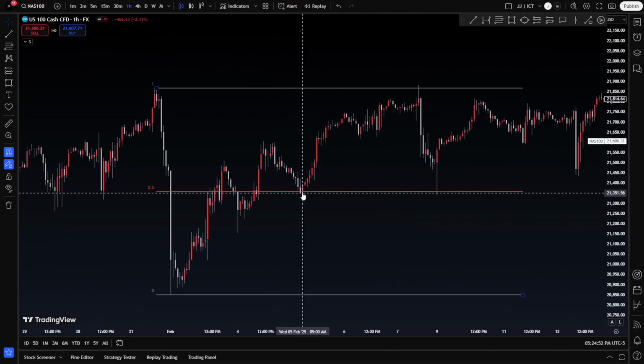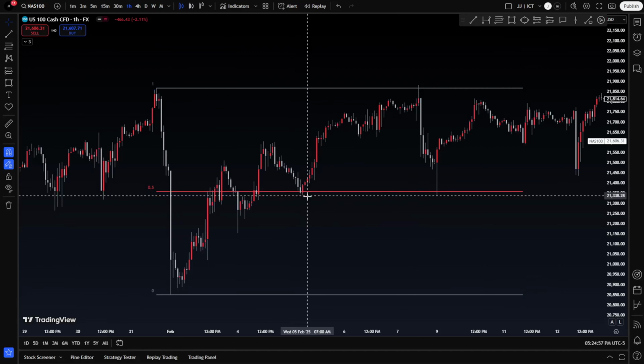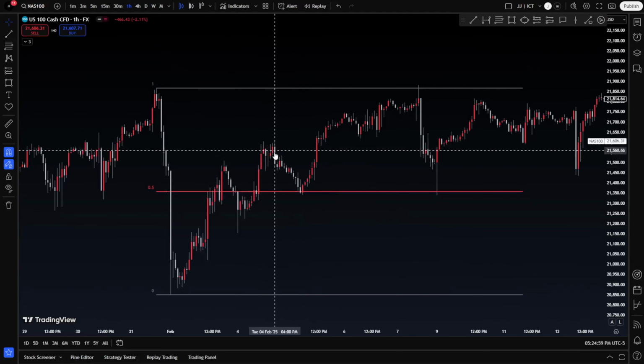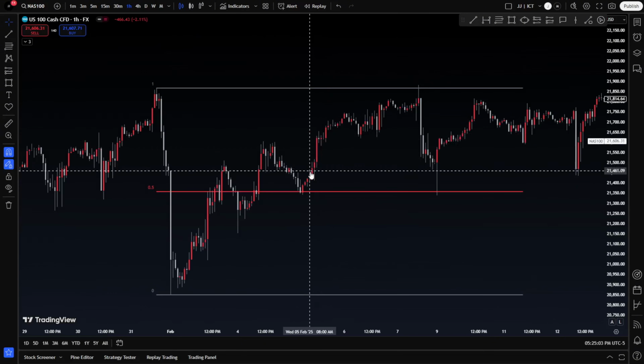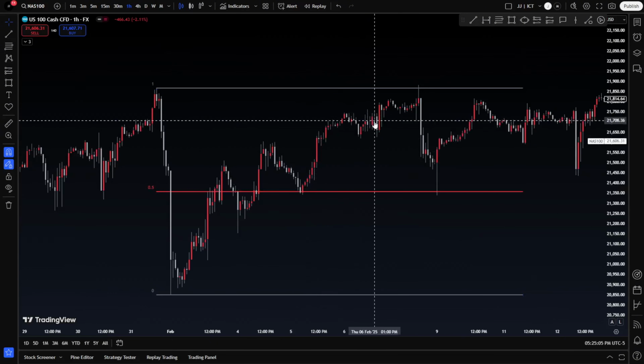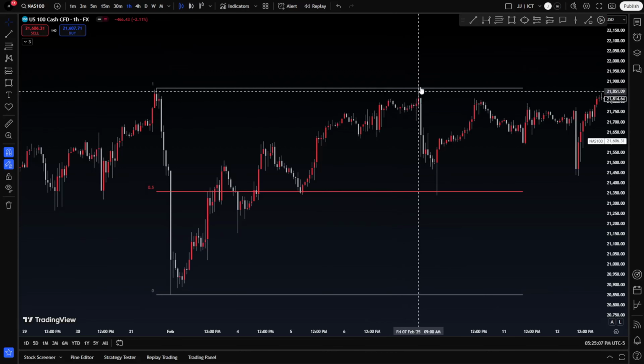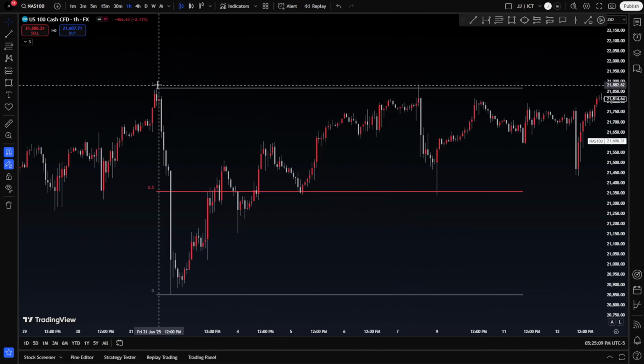Like I said, it doesn't have to dig deep into a discount. It can just touch the equilibrium or go below the equilibrium just a little bit. And it did just that. We came down below equilibrium. Then we rallied higher. We rallied, consolidated a little bit, but we're still edging higher. And then boom, we finally smacked that high right there.